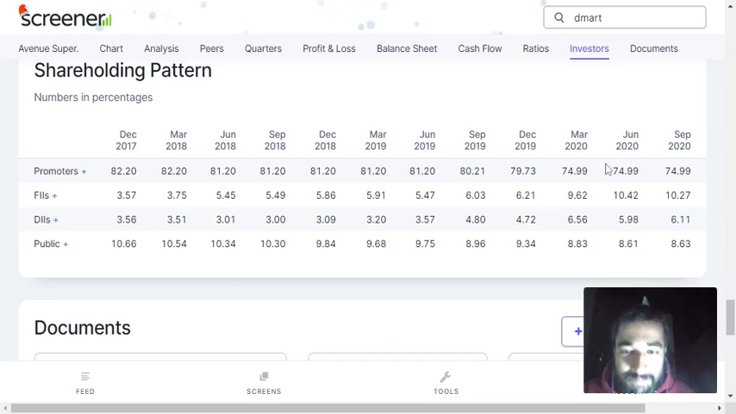It doesn't concern us. Next thing is, you should ideally be targeting those companies whose FII and DII holding is consistently increasing. For DMAT, FII holding is increasing. It was 9.62% in March, and now it is 10.27%. For DIIs, it was 6.56% in March, and it is 6.11% in September. Probably they have done some profit booking.